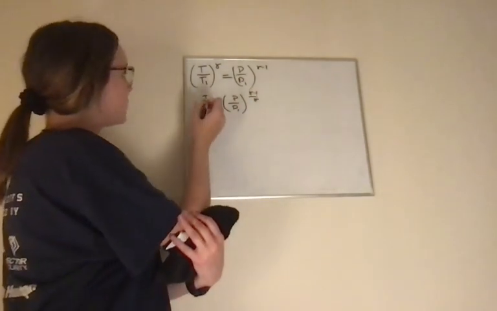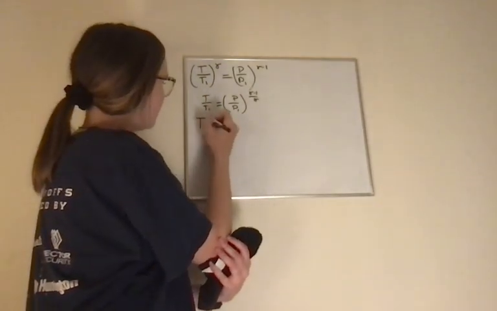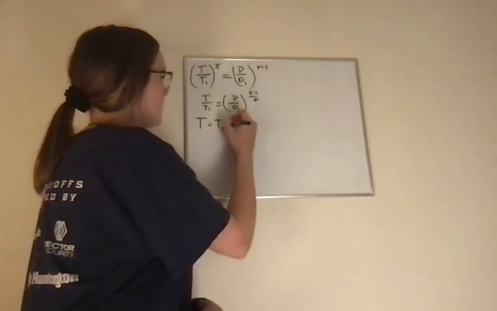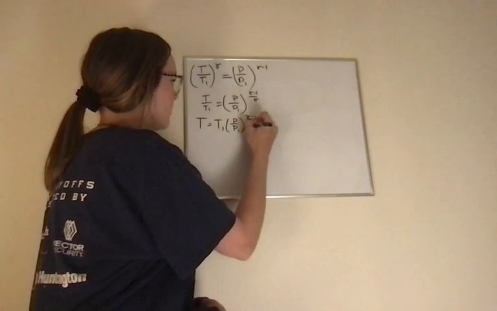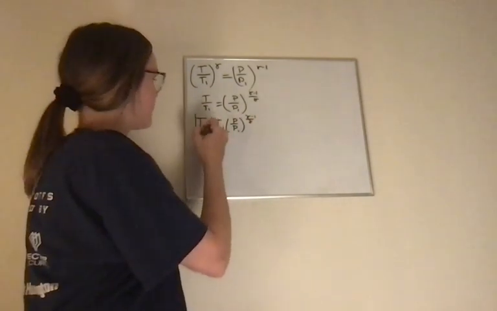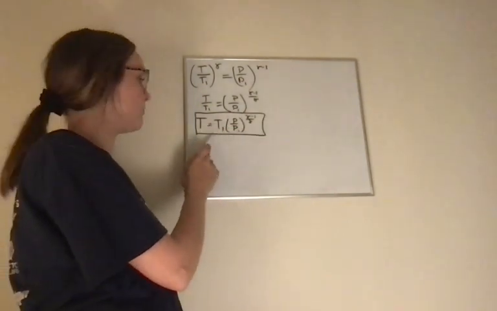And so now we're going to want to get this T all by itself. So we're going to move the T1 over, so we get T equals T1 times P over P1, all of that to the gamma minus 1 over gamma. So now we have this equation. This is the second equation that we've run into, the second important one.